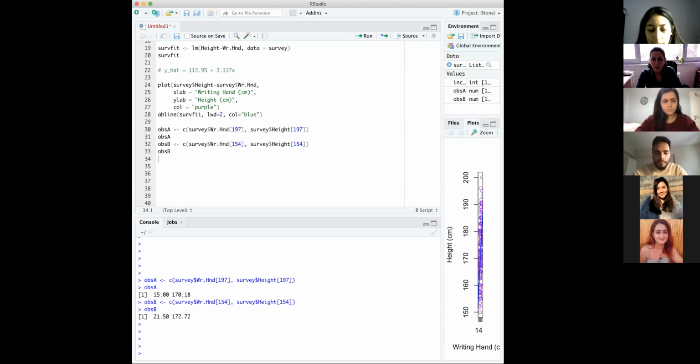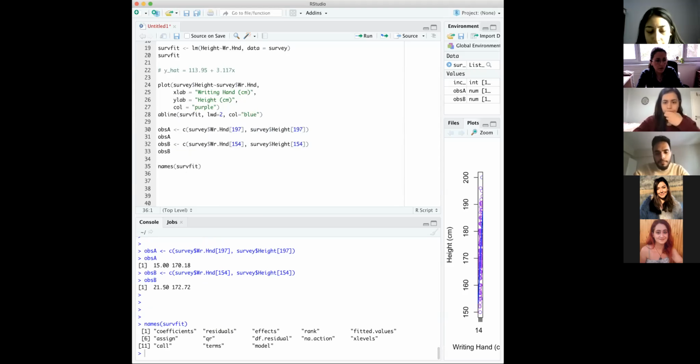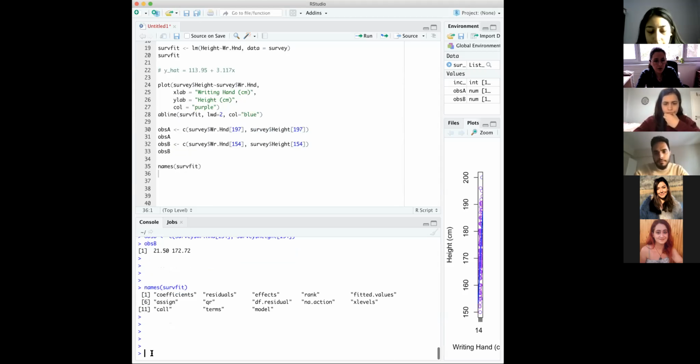And so when you check the names of your model in here, let's say this is survey fit, you will see that you have coefficients, residuals, and fitted values, and so on, okay?